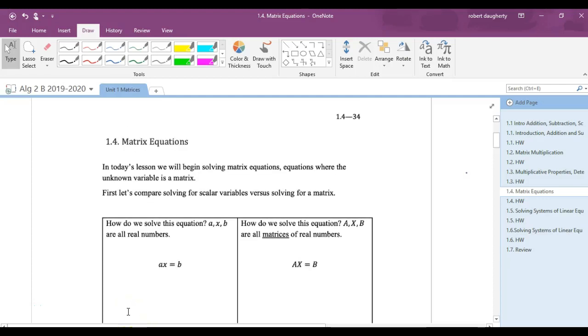So section 1.4, let's talk about matrix equations. Equations have an equal sign. The fact that it's a matrix equation means everything in the equation will be a matrix, okay? So let's take a look before we get there.